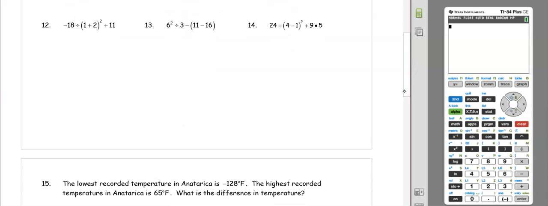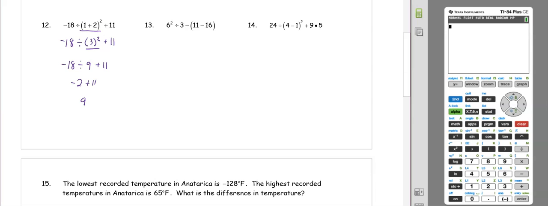In number 12, we have negative 18 divided by parentheses 1 plus 2, squared, plus 11. So first we're going to do our parentheses. We have negative 18. Because of that exponent, we're going to leave it in parentheses. 3 squared plus 11. Then we're going to do our exponent of squaring the 3. We have negative 18 divided by 9 plus 11. Negative 18 divided by 9 is negative 2. Plus 11 gets us positive 9.